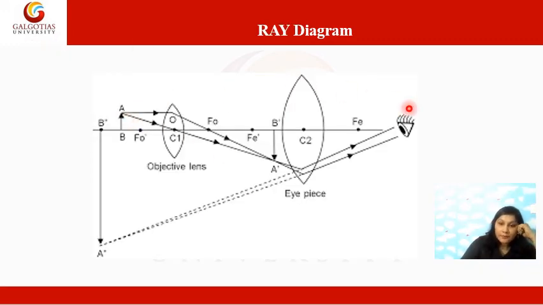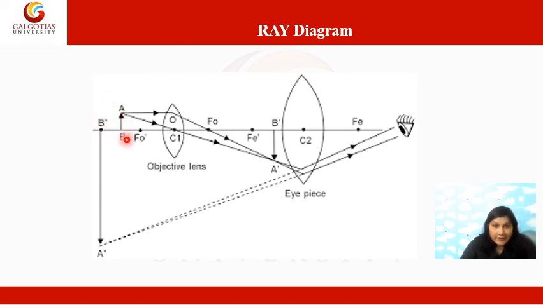This is the ray diagram of the compound microscope. Using this, you will be able to understand how the compound microscope magnifies the image of a smaller object. This is the object, which you have placed on the slide. The slide is placed on the stage, and below the stage you will have the condenser lens and mirror. From the mirror you will get the light rays.